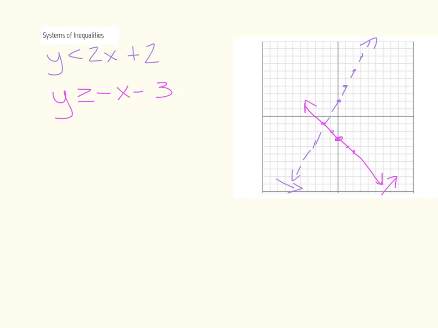In the first one, in the purple line, y is less than 2x plus 2, I would shade over here. In the second inequality, y is greater than or equal to negative x minus 3, I would shade over here. So where's the shading going to be overlapped? Let's see if I can do this. You would shade in this region. So it's less than 2x plus 2, and it's greater than negative x minus 3.